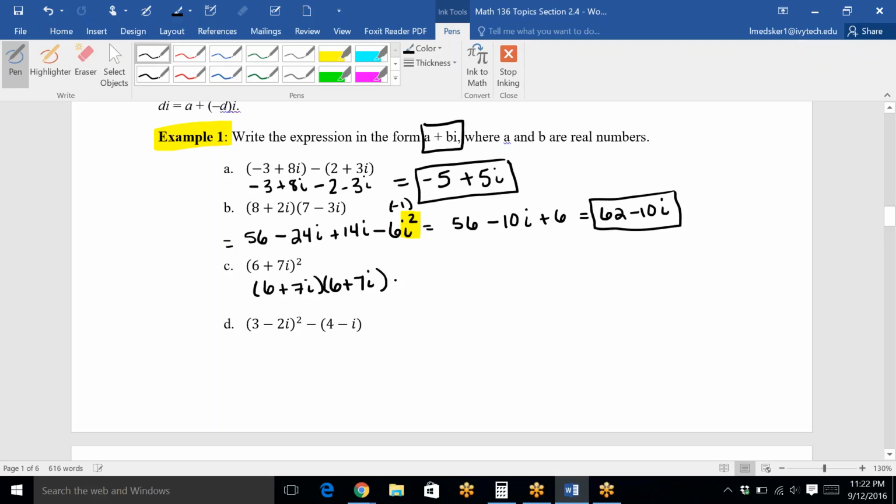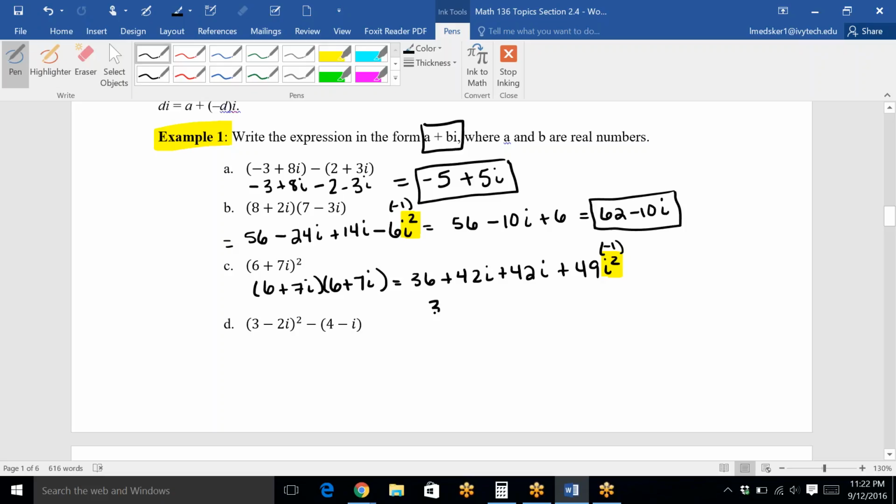So 6 times 6 is 36. 6 times 7i would be 42i. 7i times 6 would be another 42i. 7i times 7i, and it's positive times positive, so that'd be positive 49i squared. But anytime we see an i squared, we know that it's really a negative 1, and not an i squared anymore.